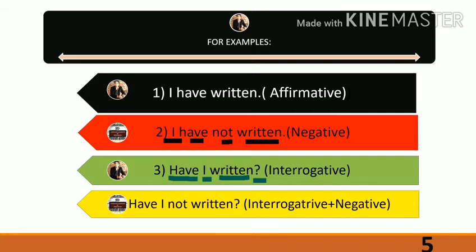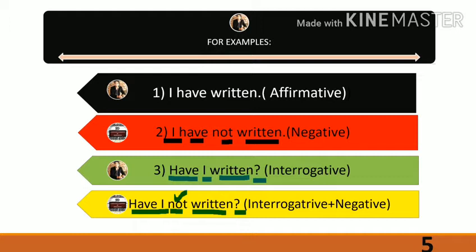And there is another way to write the interrogative plus negative, that is have plus a subject and then we make use of not and then there is written, and then again a question mark. The question mark is there because this sentence is interrogative, and that's why we put a question mark. And why is it negative? Because it has another thing, that is not. So it is written like this: Have I not written?